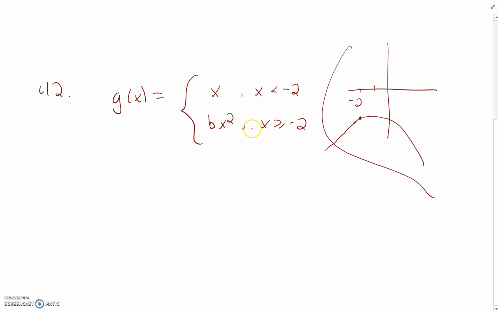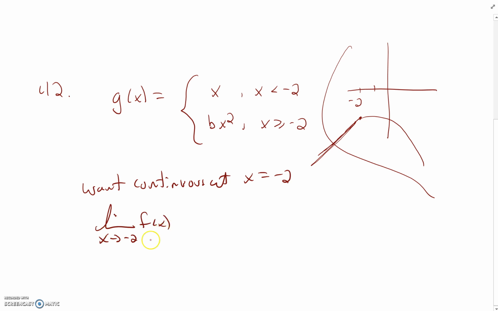As long as we're not at, I think minus 2, I think that's where it connects, right? That's the place that's troublesome. As long as we're not at minus 2, it's a nice straight line down here. All parabolas are continuous. It's just where they connect that is the problem. So we want it continuous at x equals minus 2. That means the limit has to exist at minus 2, the function value has to exist at minus 2, and they've got to be equal to each other. So let's take the limit as x approaches minus 2.